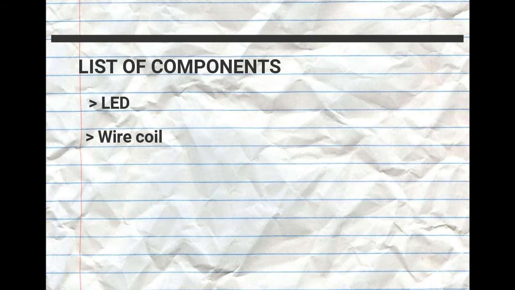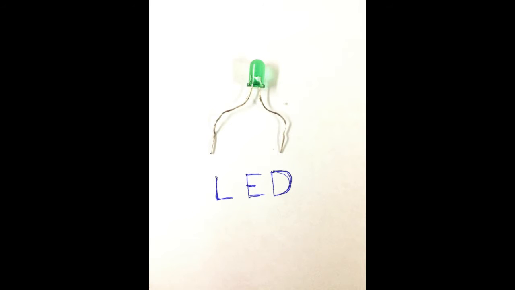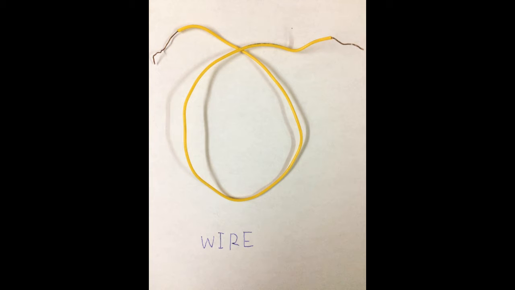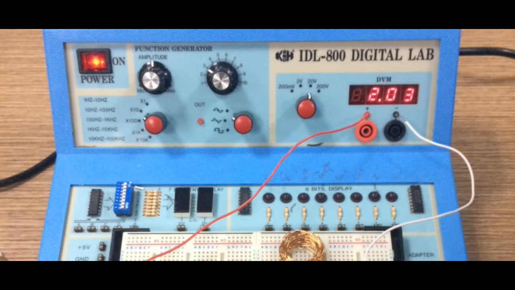So right now I would like to tell you about all the components that we use in this experiment. Firstly, we need to use an LED in order to observe the presence of the induced current. Next, we need to use a wire coil, which is 2510 as shown in the video. After that, we also need a couple of wires to connect our circuit to the power supply. We also need to use a transistor. This is because we need to amplify the current that comes from the source. Lastly, we need to use a power supply to supply power to our circuit.